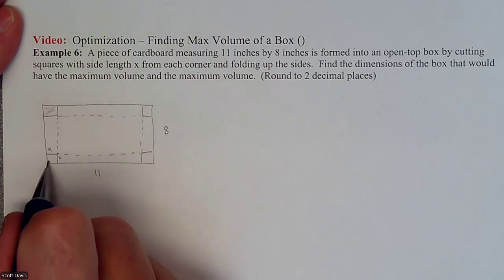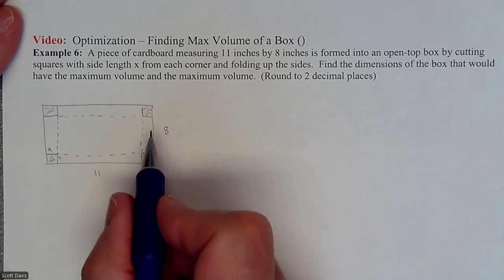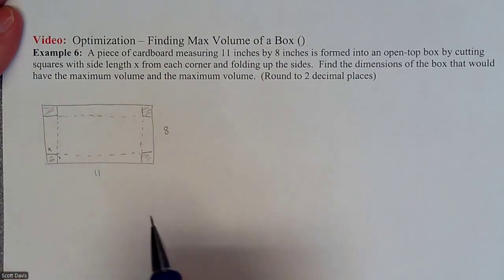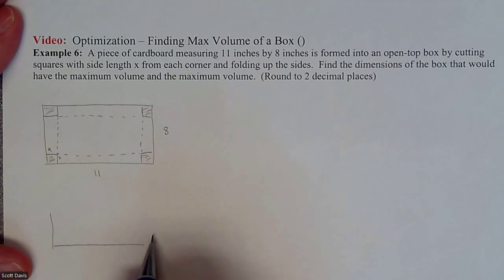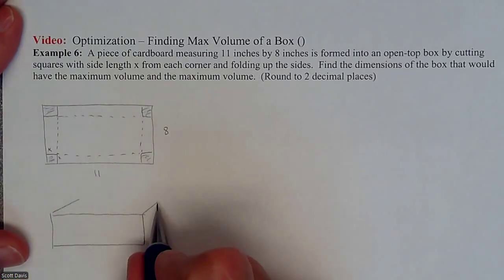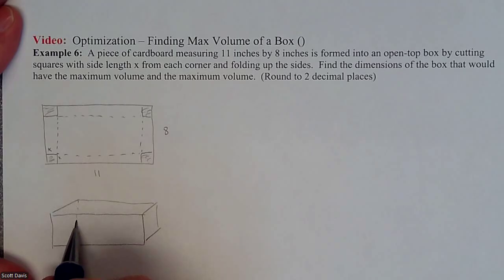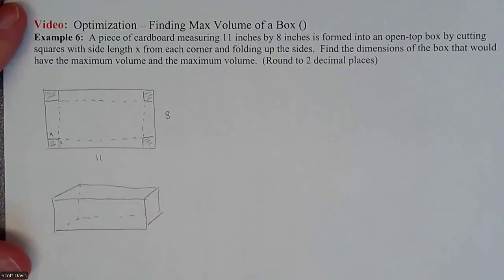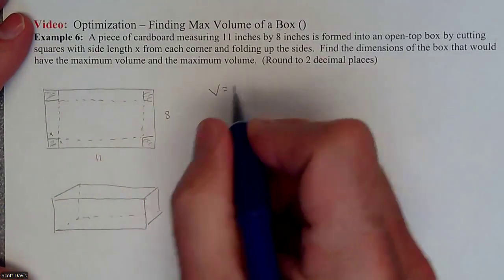So we're going to have these sides that are going to flip up and give us height. So we're going to be creating some sort of a box that we need to figure out the volume for. All right, so new dimensions on this, we need a volume formula.